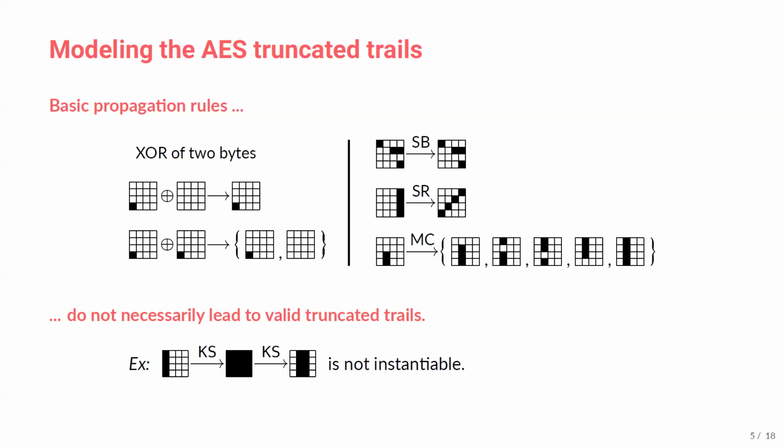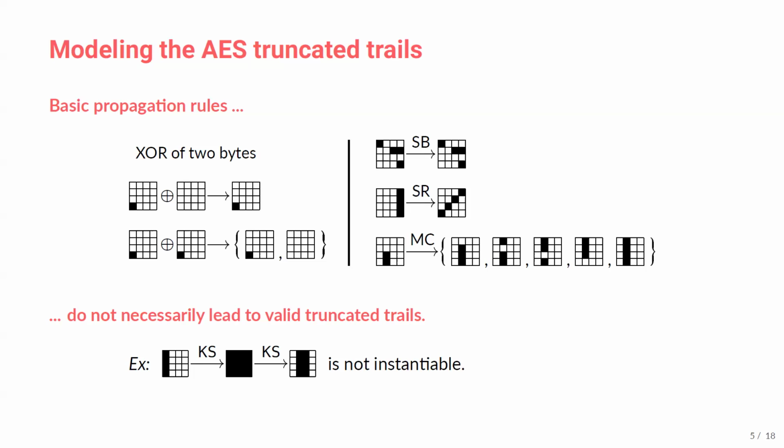Before explaining how we did that, I want to explain some properties of the AES differential truncated trail. Because AES has a byte-oriented design, we have very basic propagation rules at the byte level. For example, to propagate the differences through MixColumns, we just use the MDS property of the MixColumns matrix. But the problem with these rules is that they lead to many truncated trails that cannot be instantiated into an actual trail. Indeed, if we concatenate two truncated trails that can be instantiated, the concatenation can have an inconsistency.